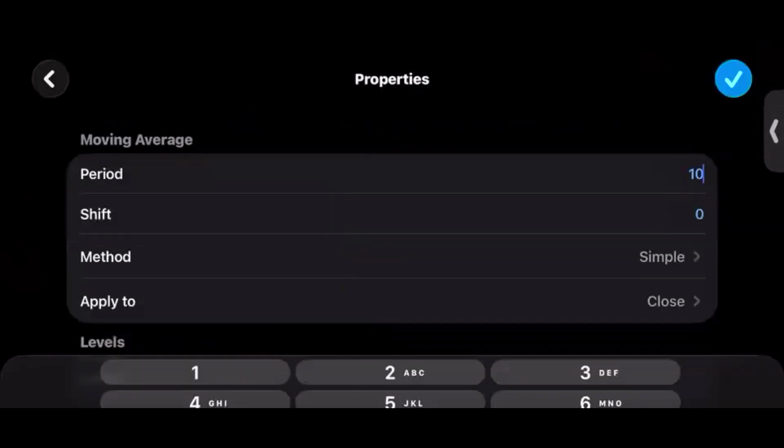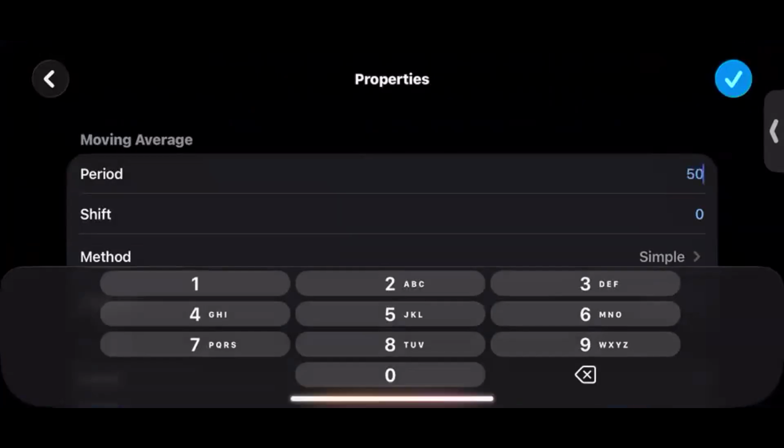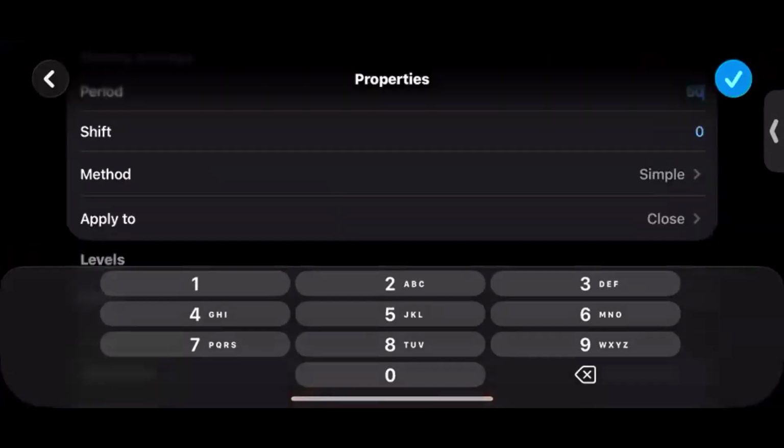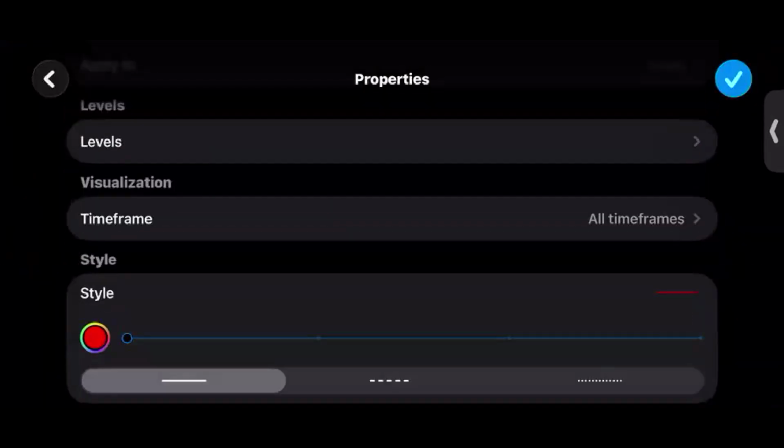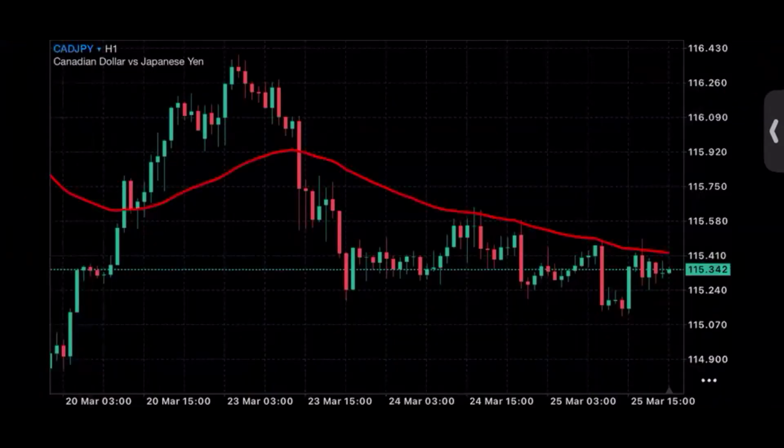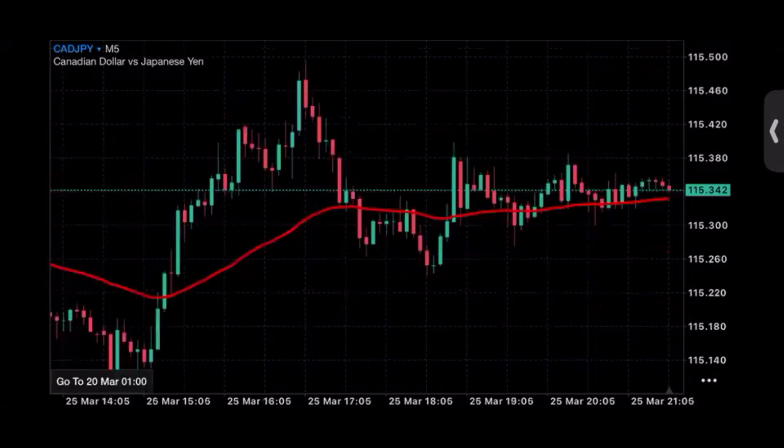period 50 rather. Method is exponential. So on the 1 hour time frame, we can say this is a downward trend based on what we're looking at. Market is going down based on the moving average position, right? Let's quickly jump to the 5 minutes time frame to check this out properly.